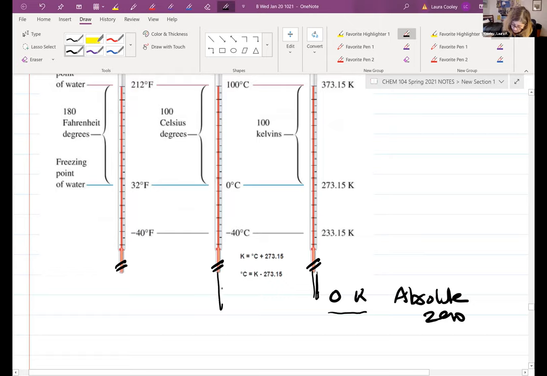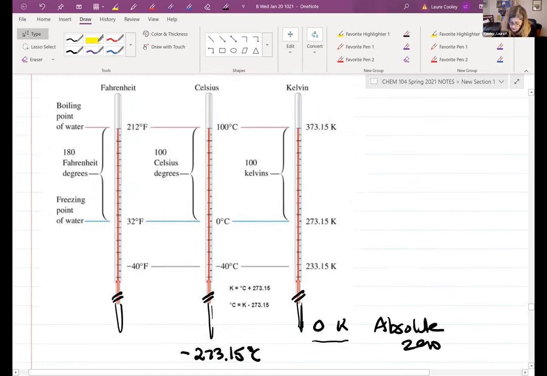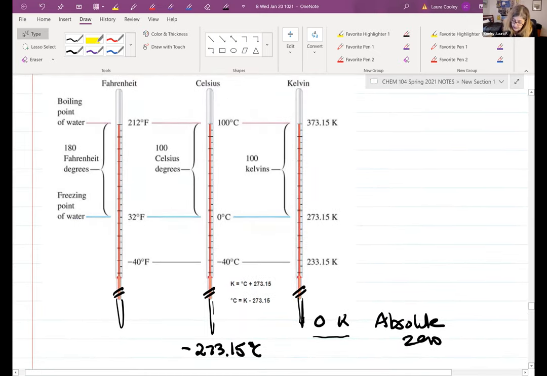And zero Kelvin is -273.15 degrees C. And I don't know what it is in Fahrenheit, because I really don't care. But anyway, you'll notice here that the boiling point of water in Celsius is 100 degrees C, okay? And you have to add 273.15 to get the Kelvin temperature. So that makes it 373 being the boiling point in Kelvins.